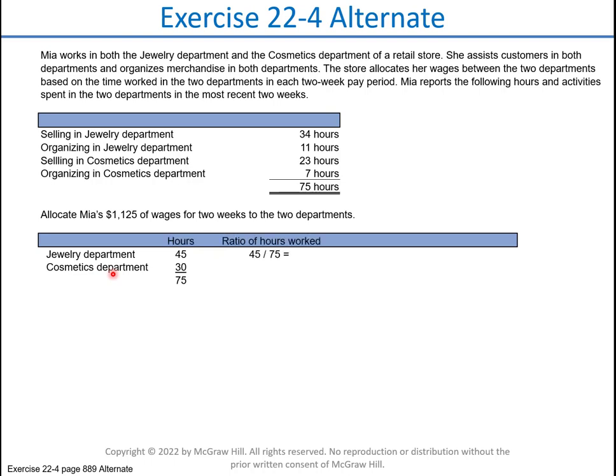Then we get the ratio, just like we did in the previous exercise. Make sure that the totals come to 100%, and then we'll multiply by her wages of $1,125. And then again, make sure that the allocation for each department comes to the amount that we allocated.